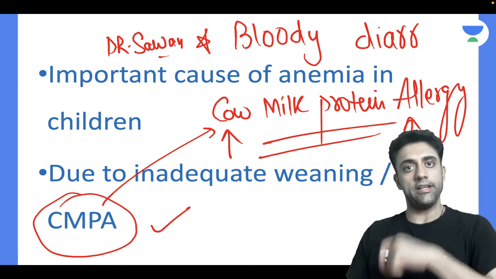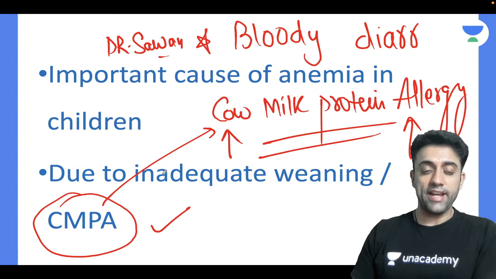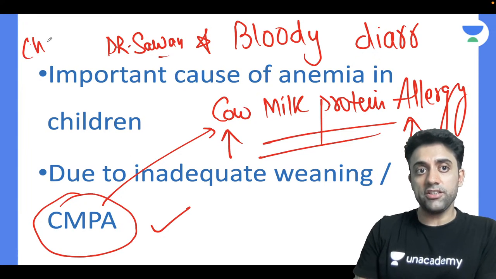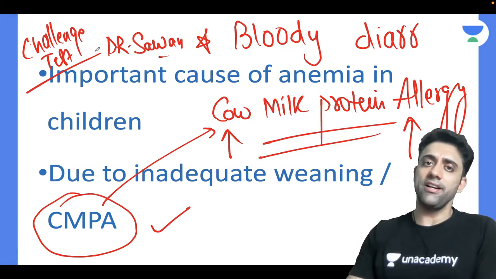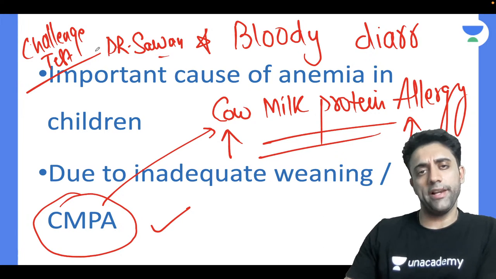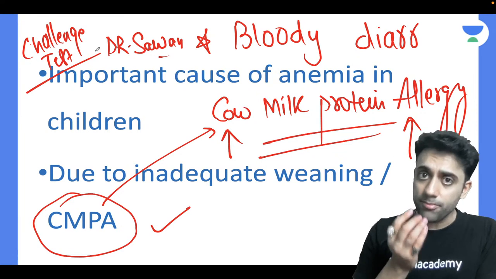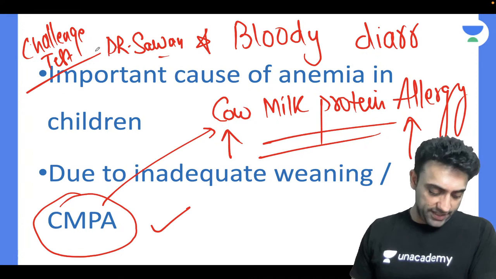I am allergic to cow's milk, okay? So bloody diarrhea, so important, okay? And how do you investigate it? Give me a challenge test. What is this challenge test? In general, you stop the cow's milk for 24 to 48 hours, and the bloody diarrhea will go off. So it's a very clear answer that the child has cow milk protein allergy. Bloody diarrhea is important. It's an exam question. Remember, the symptom of CMPA is bloody diarrhea.